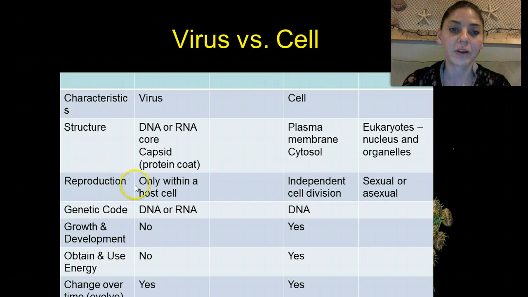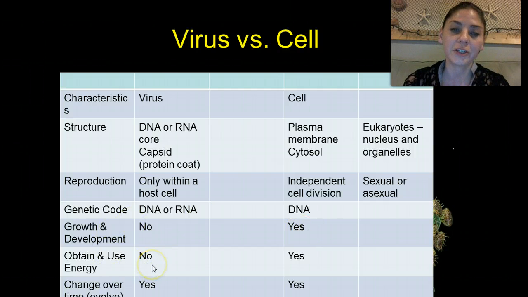For reproduction, viruses don't reproduce, period. They replicate, and they can only replicate within a host cell. Cells can independently divide, and they can reproduce either sexually or asexually. As far as genetic code goes, viruses can have DNA or RNA, whereas cells' genetic code is always going to be found in the form of DNA. As far as growth and development, viruses have none. They do not grow and they do not develop, whereas cells do grow and develop.